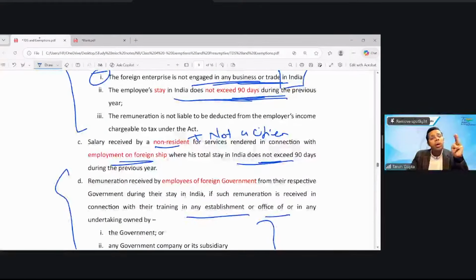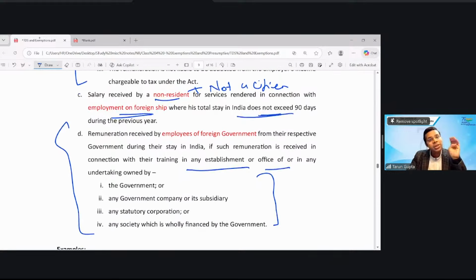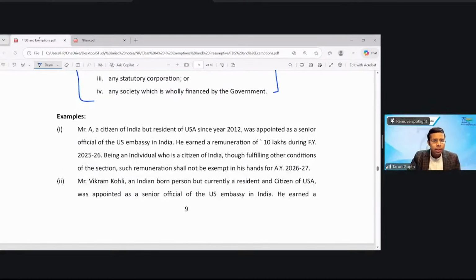Third exemption, non-resident, non-citizen employees of a foreign ship, if they stay in India up to 90 days. And lastly, employees of a foreign government who have been deputed to India for training with the Indian government. You with me? No? Let's see some examples.